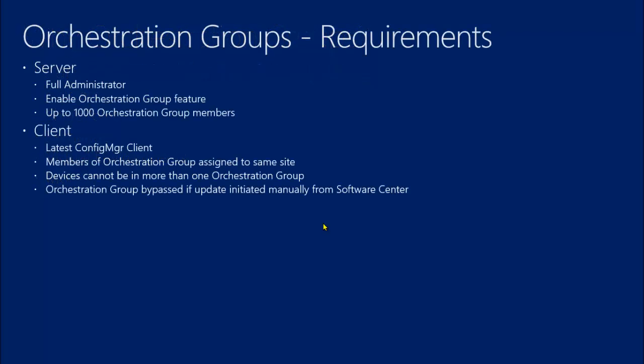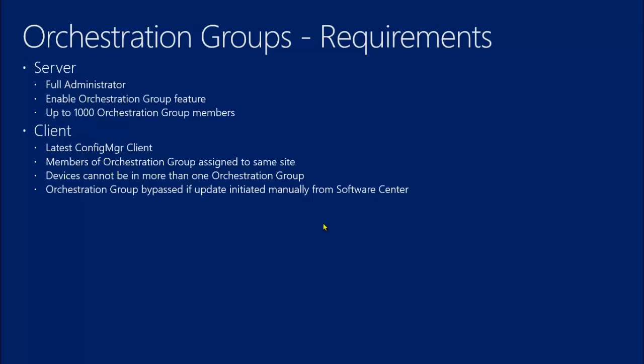So what are the requirements for orchestration groups? Well, on the server side, we need the administrator who's configuring these to be full admin. Obviously, to use the orchestration group component, you need to enable it. So enable the feature for orchestration groups. And then as you're building your orchestration groups, know that you can only have 1,000 members within a single orchestration group. Now that probably should be sufficient, right? But just know that is a limitation.